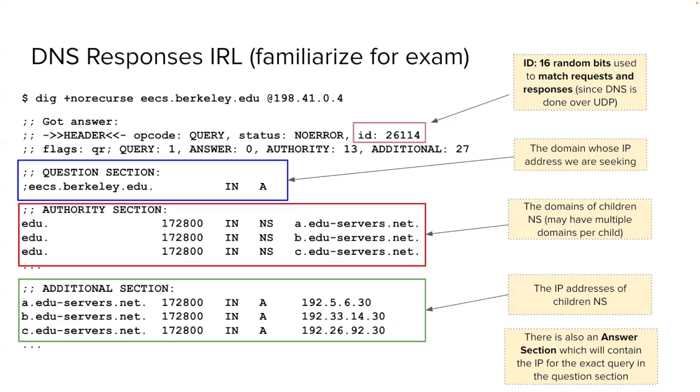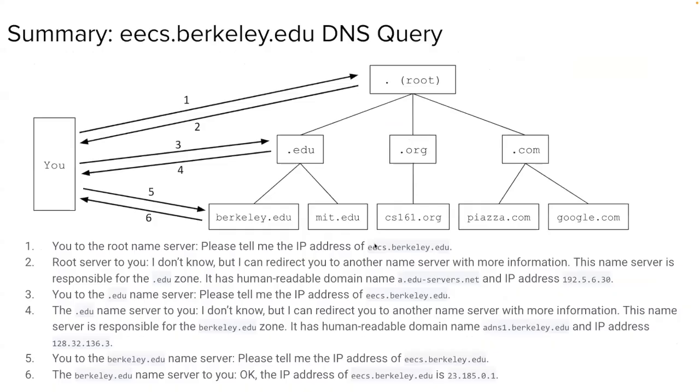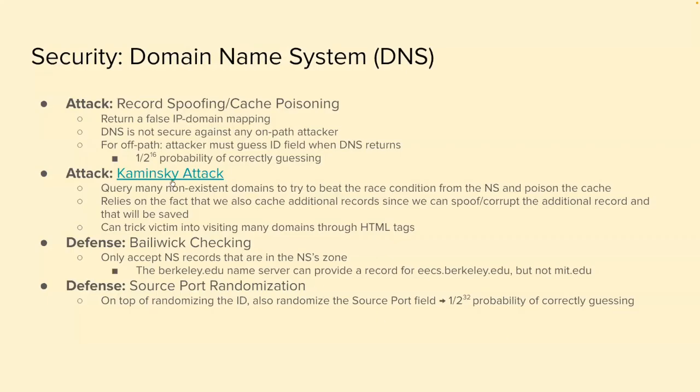And every time the fake request cannot be cached since it doesn't exist, right? So you make new requests every time, and every time the attacker has a chance to beat the race condition and guess the number, and so poison your additional section with whatever they want, essentially. That's kind of the high level of Kaminsky. I recommend maybe checking out more because it is quite confusing at first.